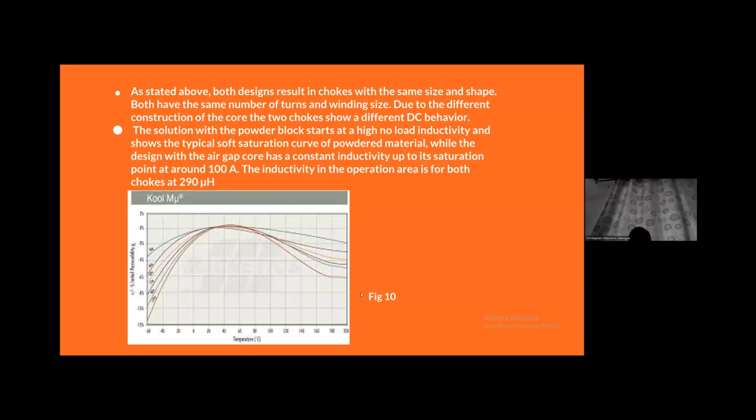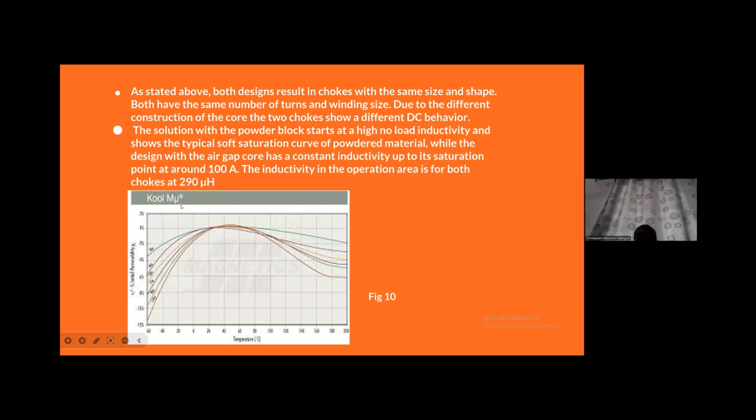As stated, both designs result in chokes with the same size and shape. Both have the same number of turns and winding size. Due to the different construction of the core, the two chokes show a different direct current behavior. So the solution with the powder block starts at a high no-load inductivity and shows the typical soft saturation curve of powdered material, while the design with the air gap core has a constant inductivity up to its saturation point at around 100 amperes. The inductivity in the operation area is for both chokes 290 μH.